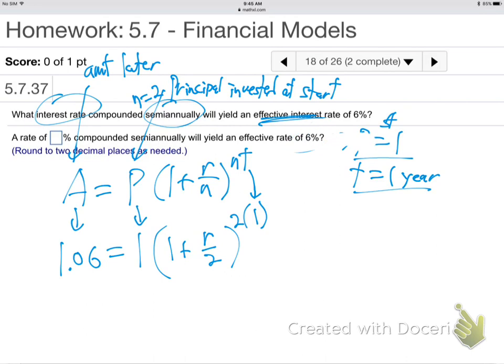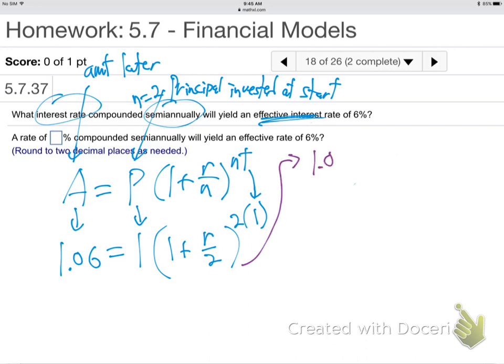R is saying I want to be alone. So let me bring it over here. So I've got 1.06 is 1 times (1 plus R over 2) to the 2. So what are you going to do to that? You drop the one times. Yeah, you can get rid of the 1. 1 times anything is just itself, so let's just get rid of that 1. The 1 added matters, though, right? Adding 1 matters, but multiplying by 1 doesn't change anything.